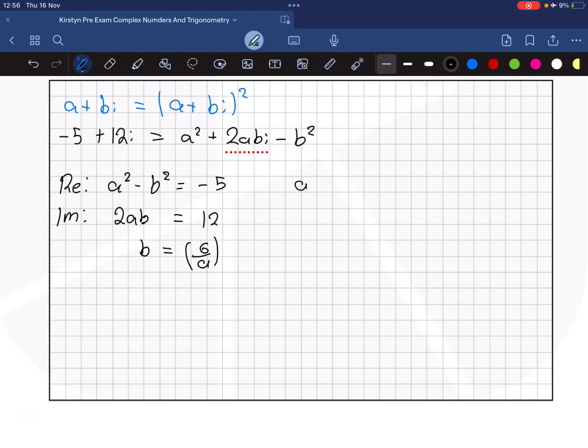So here we're going to have a squared minus b squared, which is 6 over a squared, equal to minus 5. So then we have a squared minus 36 over a squared is equal to minus 5. Multiply everything by a squared, so we get a to the 4 minus 36 plus 5a squared. Going to rearrange those.